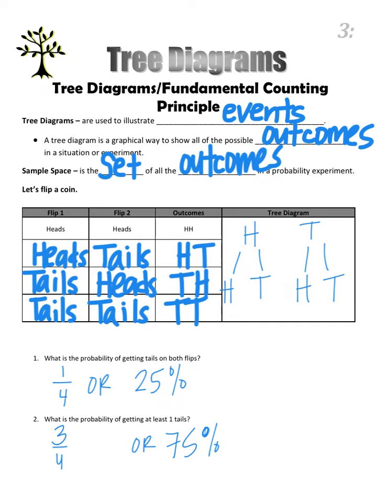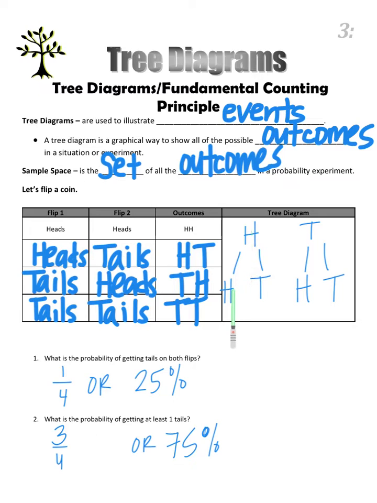Alright, so page 3. So tree diagrams are nice visuals that are used to illustrate events. They show all the possible outcomes in a situation or experiment. So if you look below, if we flip a coin, you could either land on heads or tails. So that would be your sample space, heads or tails. If you do it multiple times, here's a tree diagram to show what that could look like.